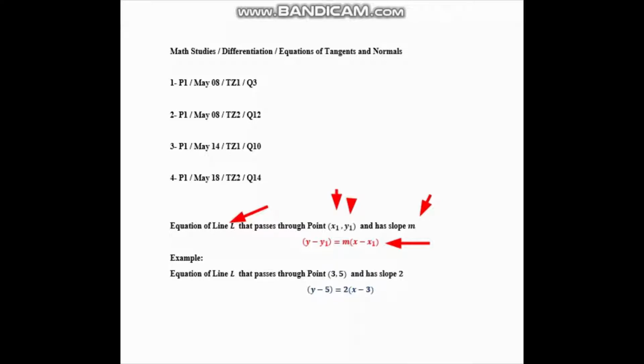So to take an example of this, if I need to find the equation of a line and I know that it passes through the point (3, 5), and I also know that the slope of the line is 2, the equation of the line shall be y minus 5, corresponding to this 5, equals 2, corresponding to the slope, times x minus 3, corresponding to the x coordinate of the point.